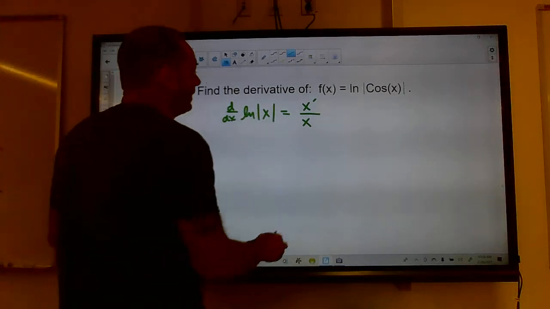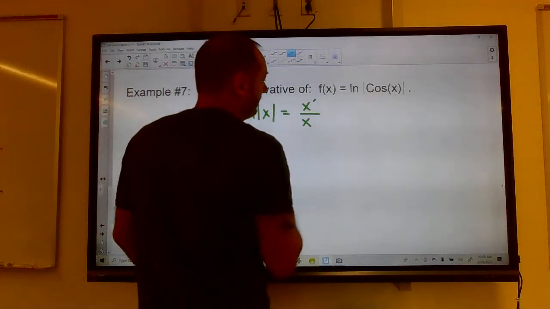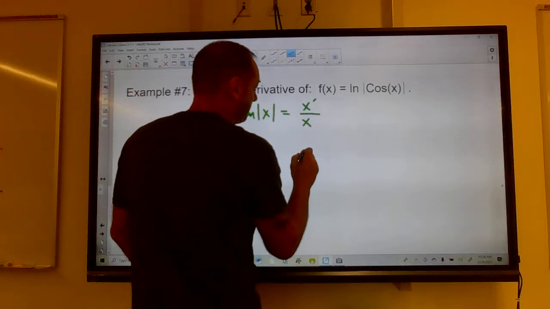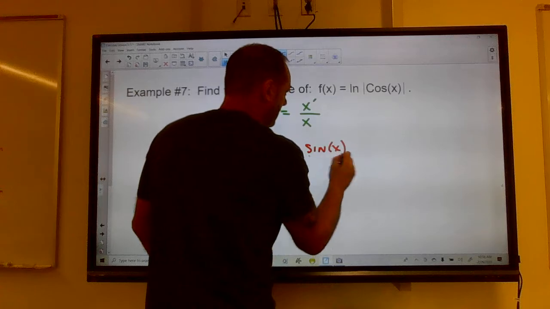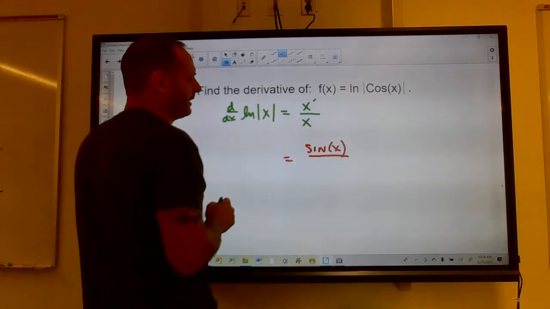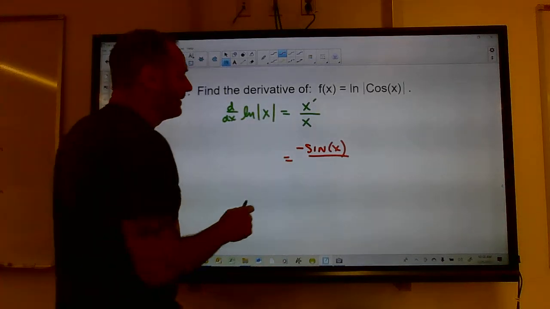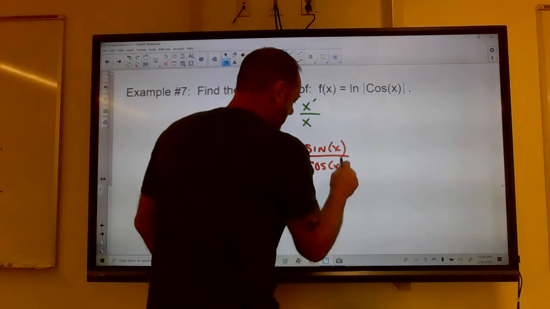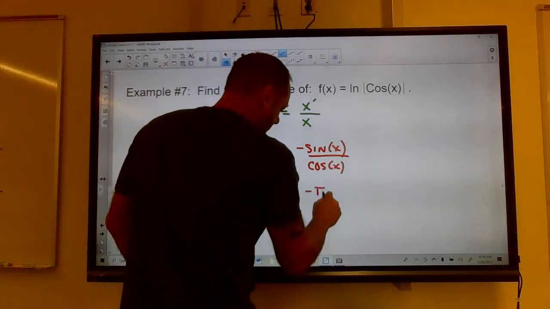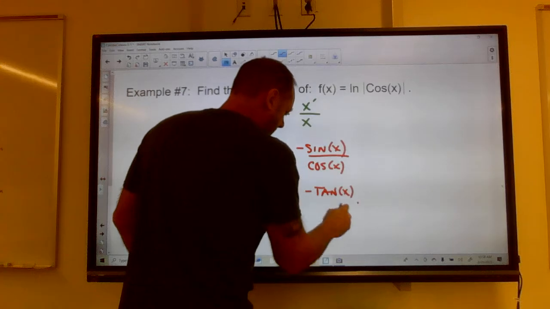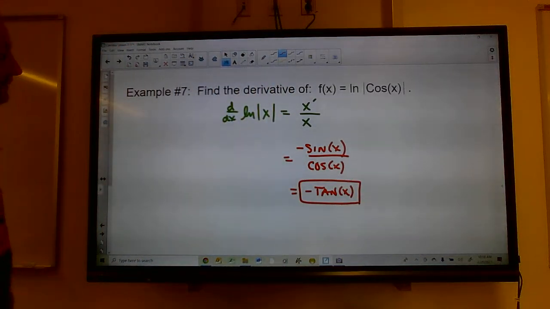So what we're going to do here is take the derivative of this. The derivative of cosine is negative sine, so it's going to be negative sine. And then the bottom is going to be cosine. And that, my friends, is also known as the negative tangent of x. And you're done.